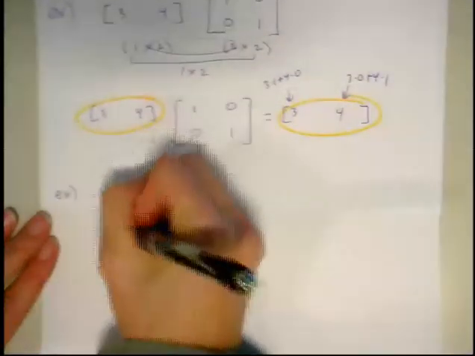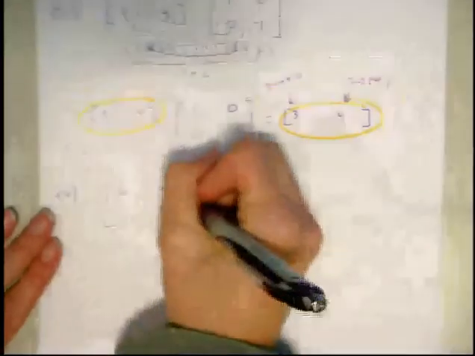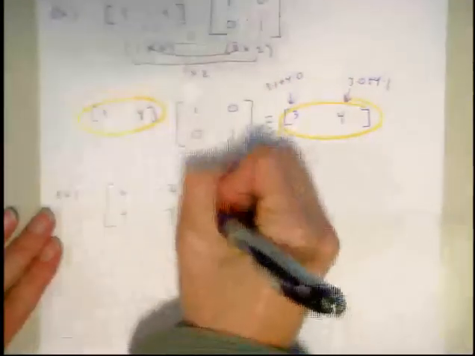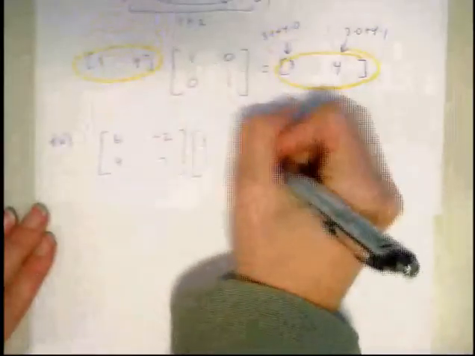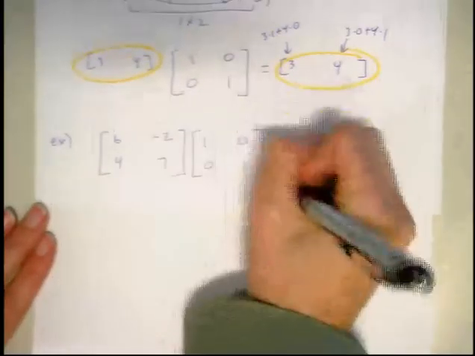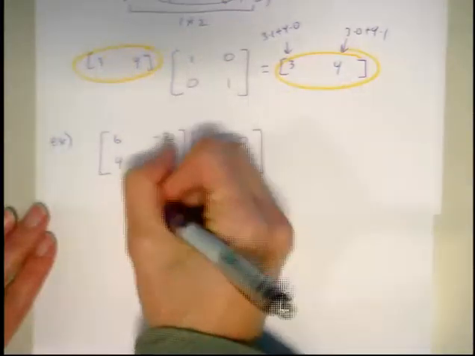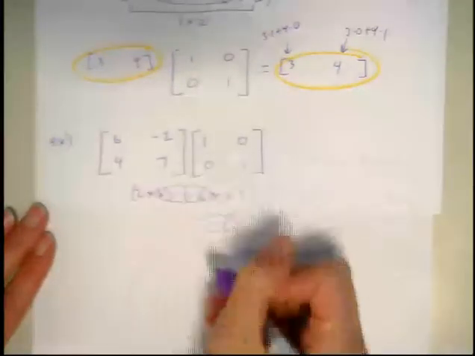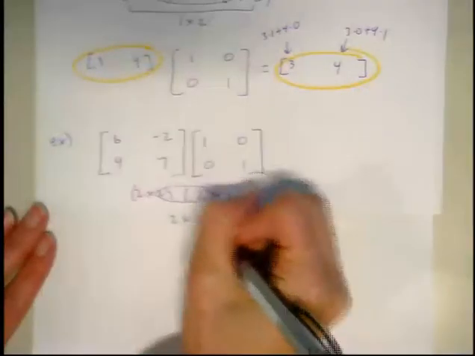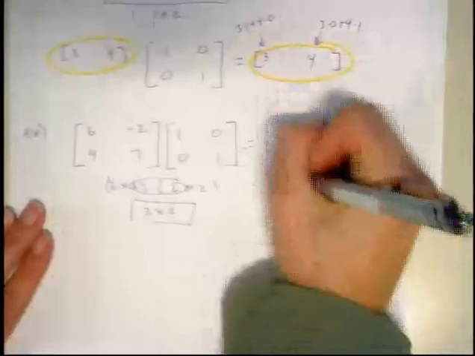I'm going to do one more with this 1, 0, 0, 1. Let's take a 2 by 2 this time. 6, -2, 4, 7. Just making one up. And I'm going to multiply that by 1, 0, 0, 1. Okay, we've done these 2 by 2s, and we know what they lead to, but let's double check it. They're compatible, and I'm going to get a 2 by 2 matrix when I'm done.